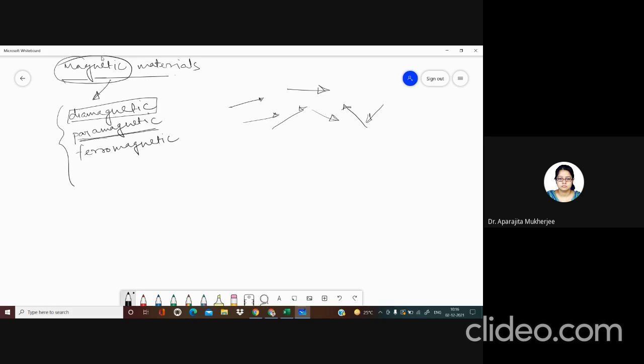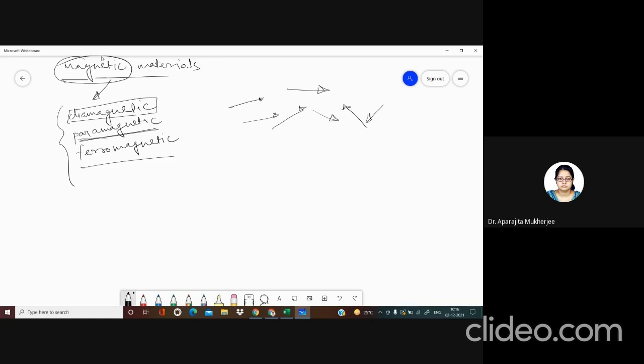And what about ferromagnetic materials? These materials are strongly attracted by a magnet, for example iron, steel, nickel, cobalt, and some of their alloys. This type of material is known as ferromagnetic material, and the permeability of these materials is very high.